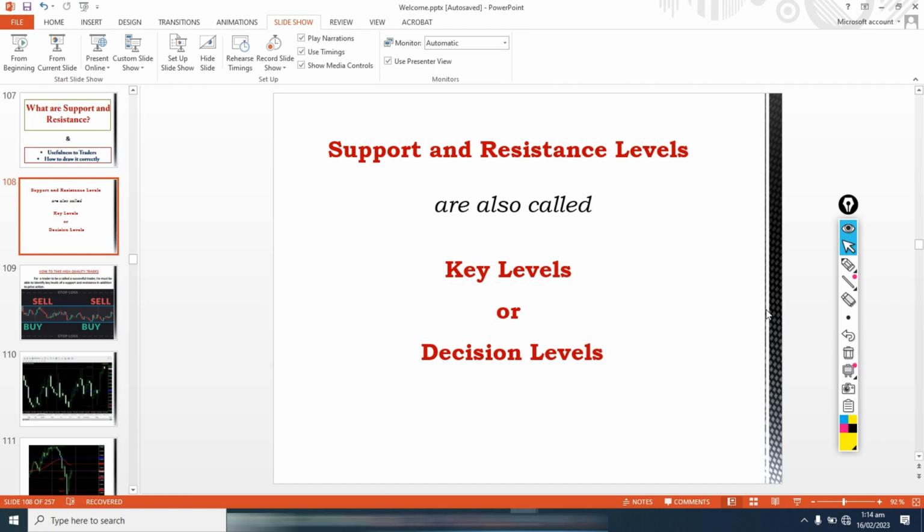May I also mention too that support and resistance are also called key levels or decision levels. And the reason behind it is that these are levels that inform you as a trader to make a decision. You are either shorting the pair or you are buying the pair. So in other words, you are either looking for an entry using that support and resistance level, or you are exiting positions that you have entered before. So a decision must be taken, and that is why it's referred to as decision levels.